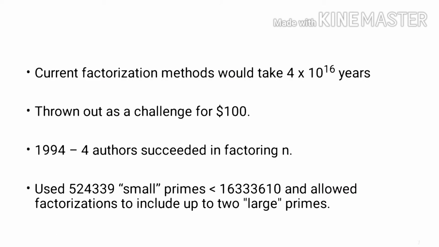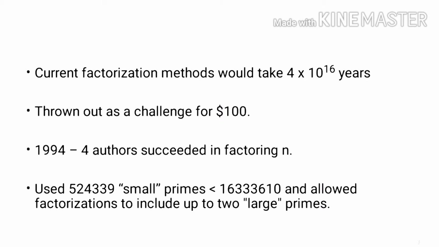The only known way of finding the plain text is to factor n. When RSA was made public, factorization methods that were available during that period would take a very long time, say 4 times 10 to the power of 16 years, to factorize the given n value. So, the authors came out with an idea of offering $100 to anyone who could decipher the message before April 1st, 1982. Only in 1994, 4 of them succeeded in factoring n.